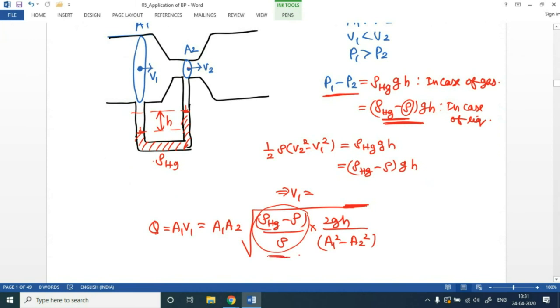So this is the concept of the Venturimeter and how you are going to use it for the calculation of the volumetric flow rate of a liquid or gas in a pipe. So this was all about today. In tomorrow's class, we are going to look at some more applications.